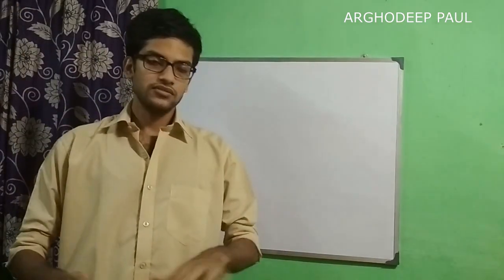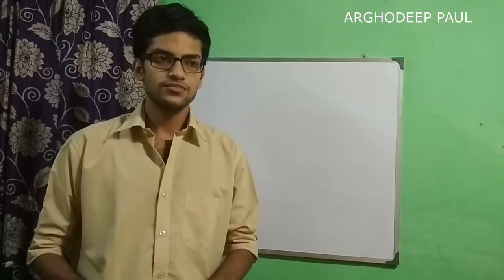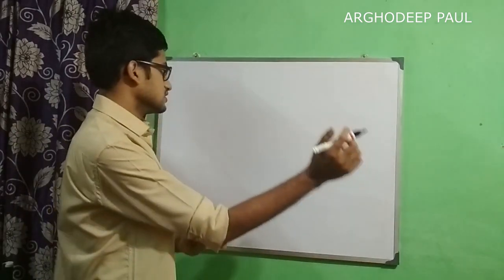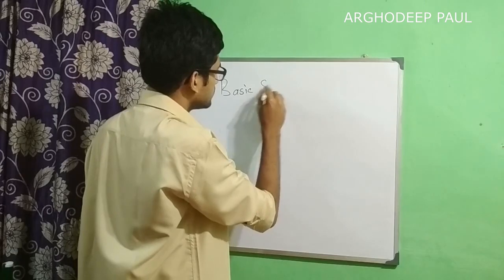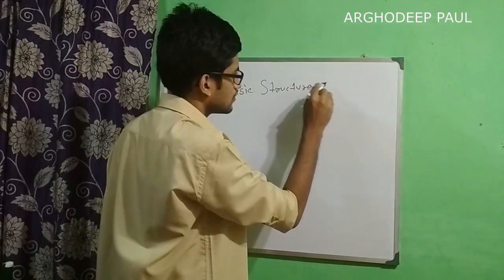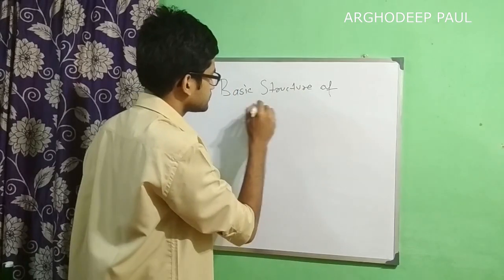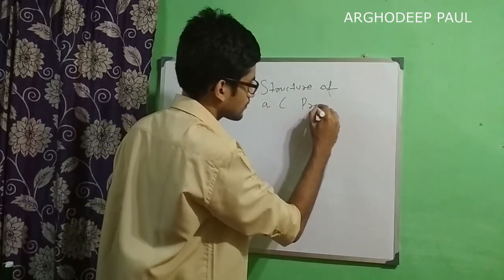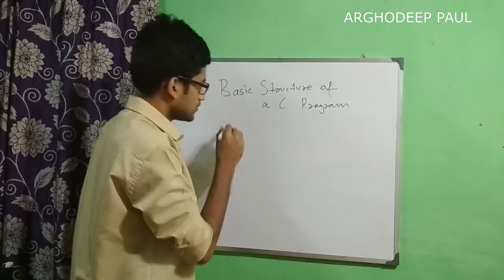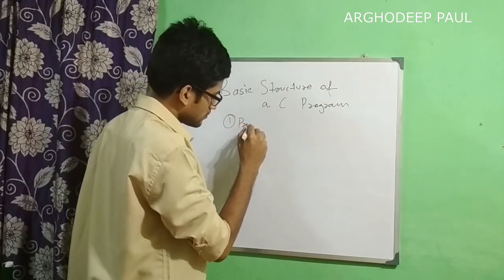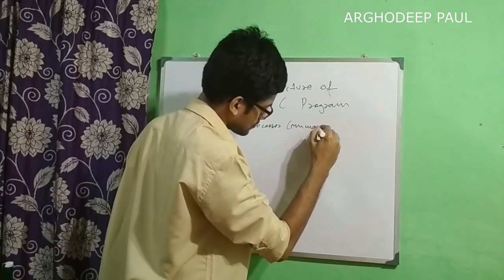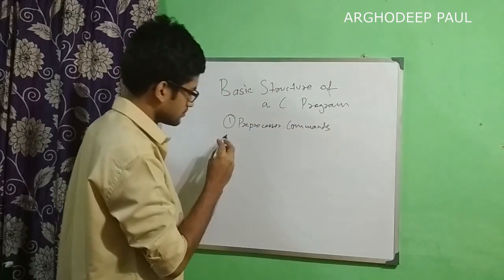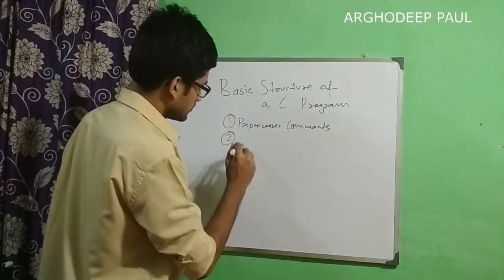Welcome everyone. Today I will be discussing the structure of a C program. We will be looking at the basic structure of a C program. So these are the elements. First one is the preprocessor command. Then we have functions.